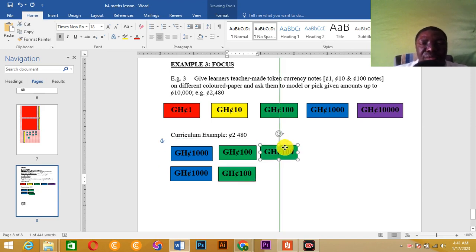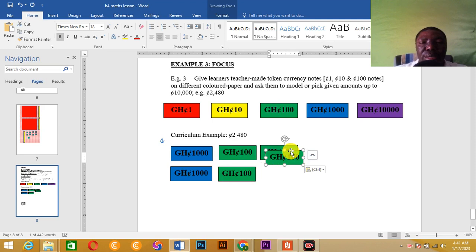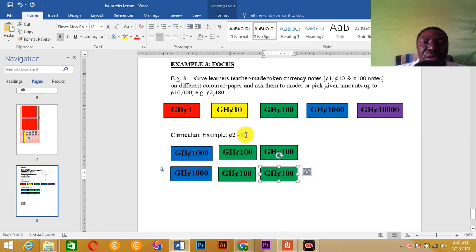Of that 4 here, so that's your 4. Then we need 8 of the 10 Ghana cedi. Okay, 8 of this to make it. This is 10 cedi, so we need 80 cedis. So 10 of this, 8 of that, 8 of that.